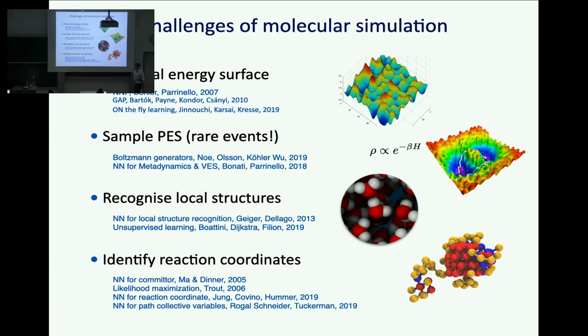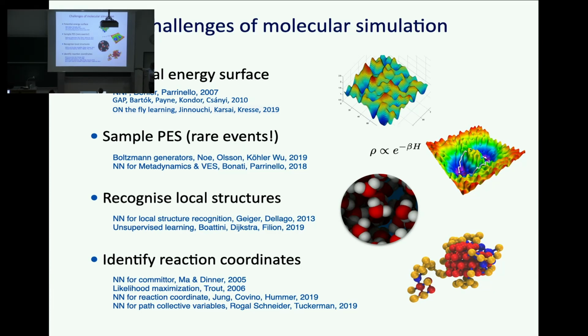Another issue where machine learning can be very helpful is recognizing local structures. Once you are able to carry out a molecular dynamics simulation of, let's say, crystallization, you need to understand what's going on, right? You need to be able to distinguish local crystalline parts from disordered parts. In some cases, this is a trivial problem. But in some other cases, it turns out it's not so easy, and it turns out that you can use neural networks to do that.